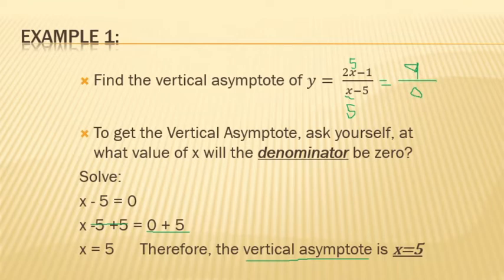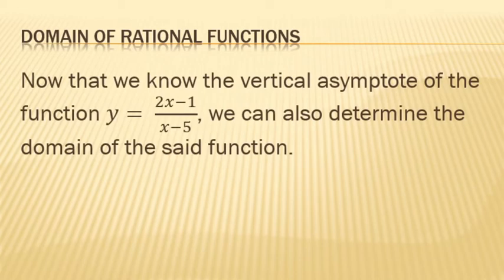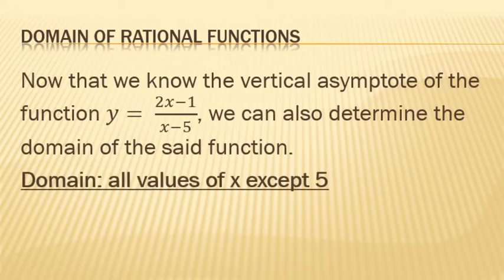So, pag alam na natin yung vertical asymptote, alam na rin natin yung domain. Ano ba yung domain? Ito yung mga values ng x na madadaanan ng graph natin. So, the domain of rational functions is, since alam na natin na ang vertical asymptote ay 5, ang domain natin is all values of x except 5. Ibig sabihin, lahat ng value ng x pwede nating ipangpalit doon sa x except 5. Kasi pag ipinalit natin ng 5, magiging undefined yung ating rational function.